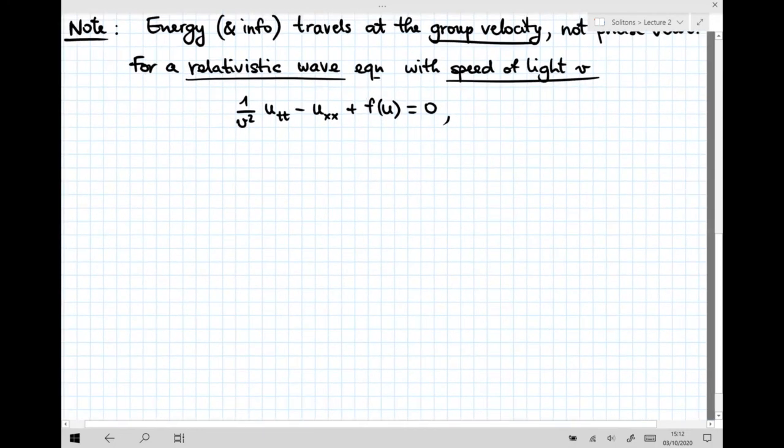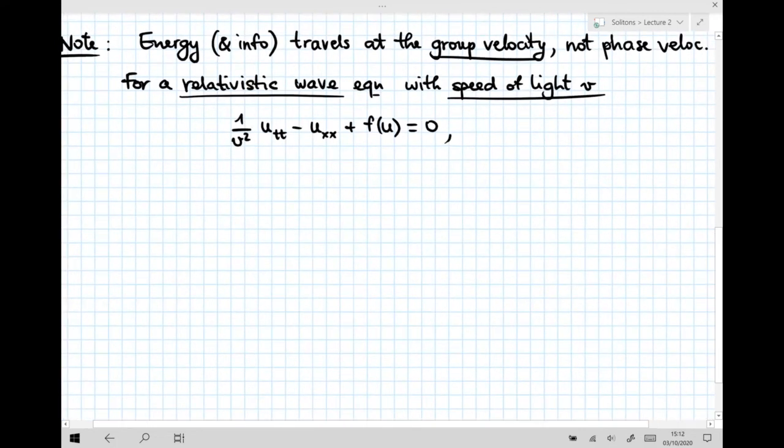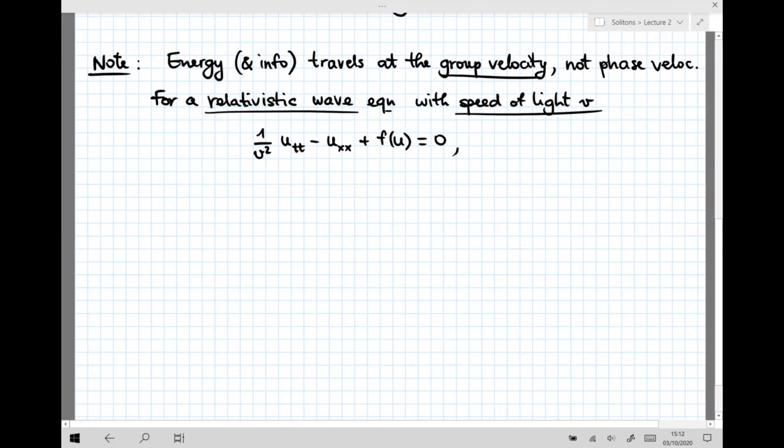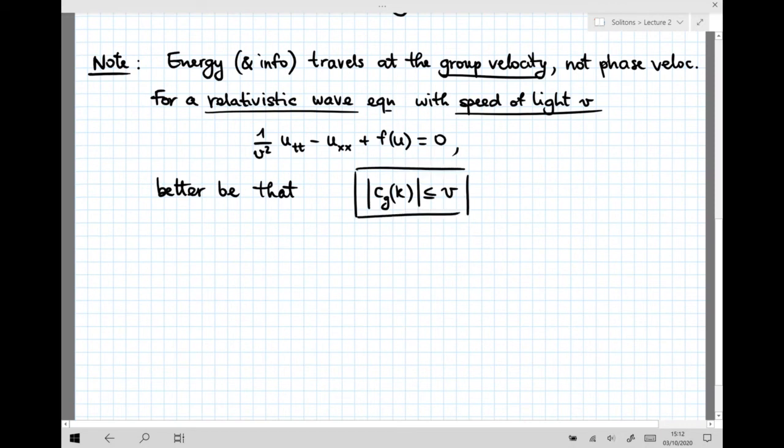So it turns out that for a relativistic wave equation, the principles of special relativity imply that energy and information cannot travel faster than the speed of light, and therefore it should be the case that the group velocity is in absolute value less than or equal to v, the speed of light, for all values of the wave number k.